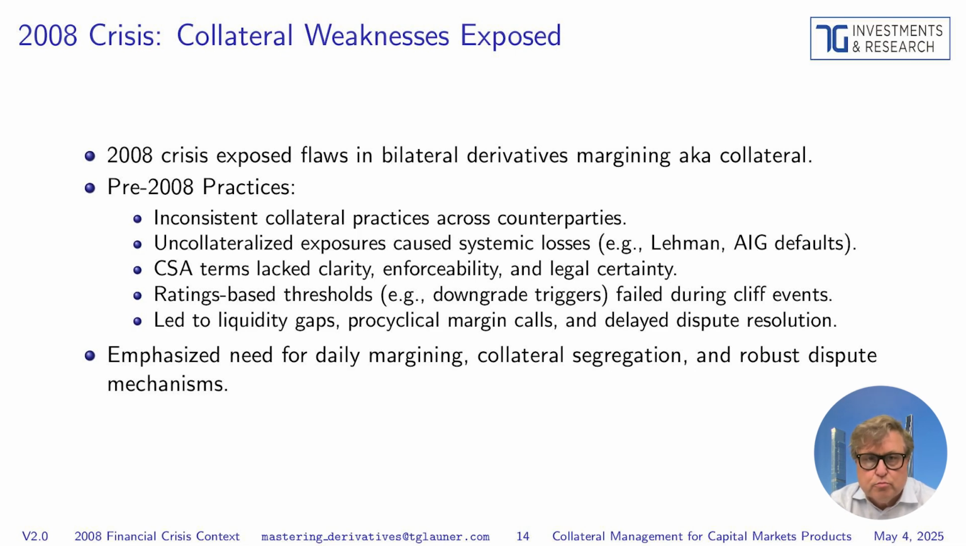The terms of credit support annexes, CSAs, often lacked clarity, enforceability, and legal certainty. Furthermore, ratings-based thresholds designed to trigger actions upon credit downgrades failed during sudden market events, or cliff events. These issues not only created liquidity gaps, but also led to pro-cyclical margin calls and delays in resolving disputes. The situation underscored the urgent need for reforms, including daily margining processes, segregation of collateral to protect trading parties from counterparty risk, and robust mechanisms for dispute resolution.